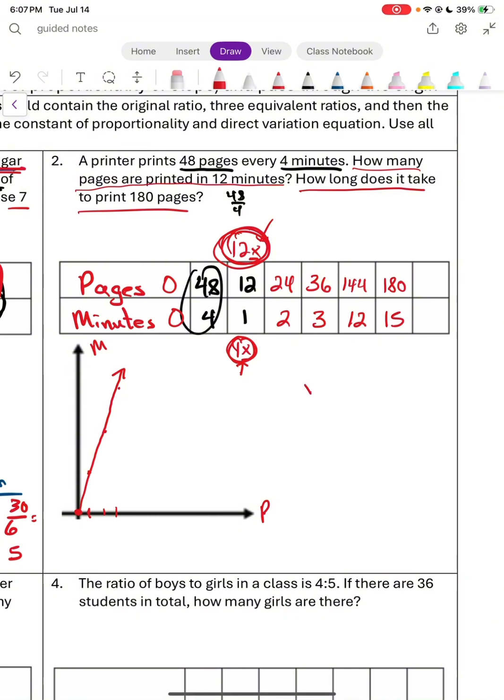Now, to actually come up with that equation, we can look right here, which would be the easiest way. There's got to be some number I can multiply my minutes by that gives me my pages. So 1 times 12 is 12, 2 times 12 is 24, 3 times 12 is 36. So let's say the number of pages I can print is equal to 12 times the number of minutes that I print. To check this, you can plug in 12 for minutes. 12 times 12 gives you 144 pages. So there's a direct variation equation that you could use to figure out the relationship between pages and minutes.